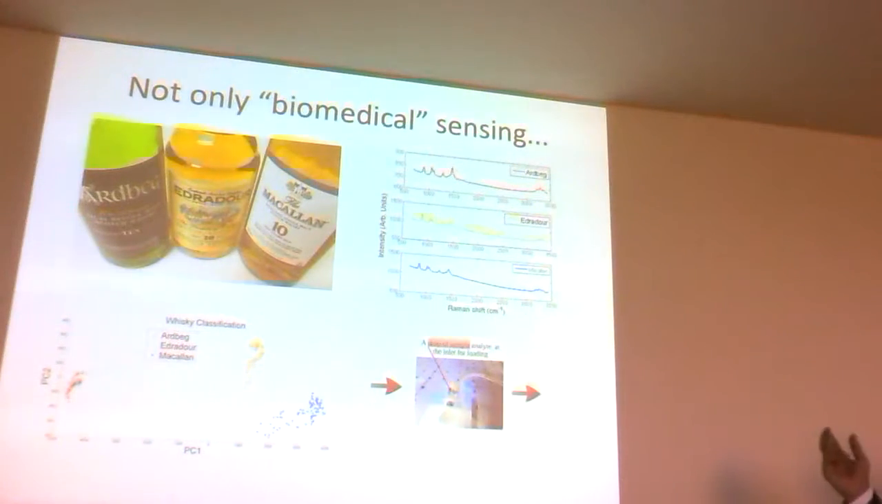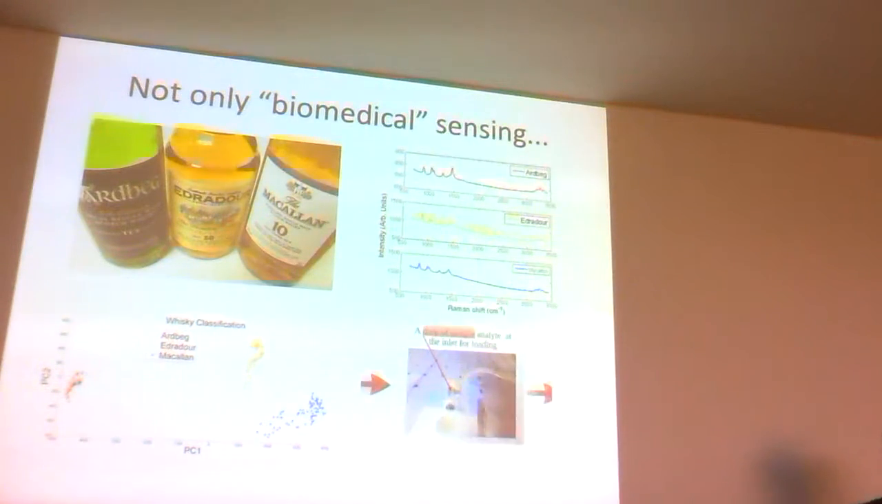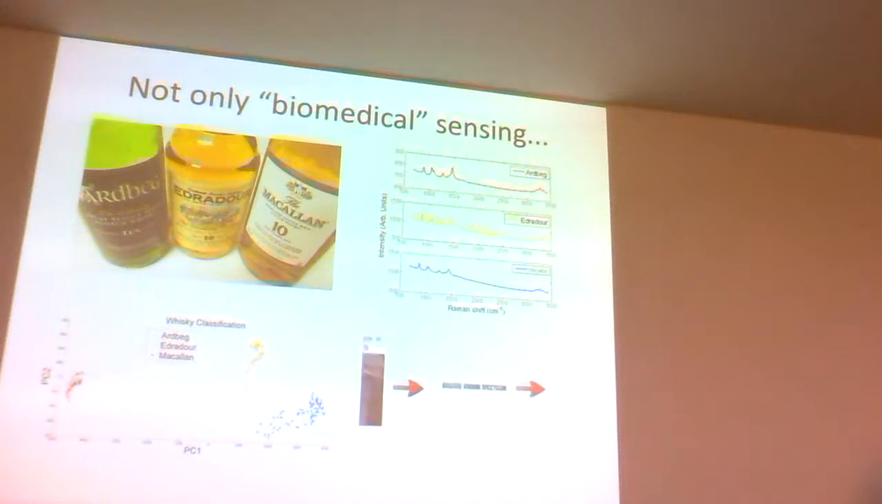So here, three whiskies, and you can see they cluster completely differently. Now here, I should point out, we include the fluorescent signal. Okay, so we're not blocking the fluorescent signal here.